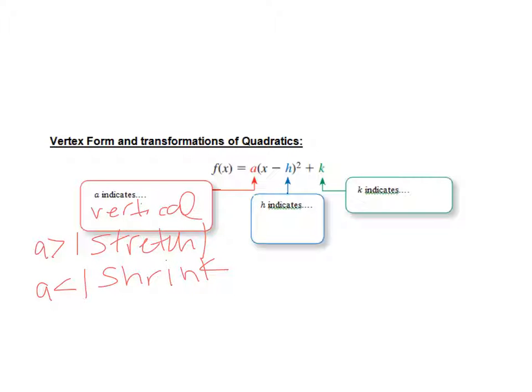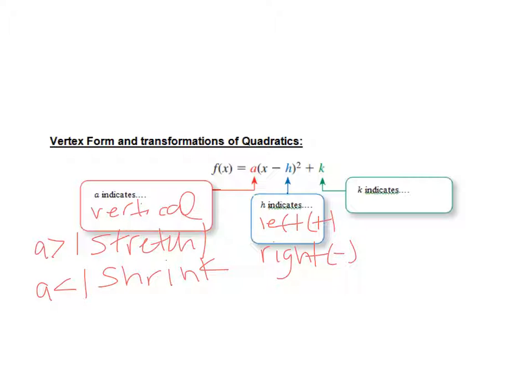The second term we're going to look at is our H value. H will always be inside the parentheses with our X, and H moves it left to right, but opposite of what we think. And so if it's adding a number, then it's going to move it left. If it's subtracting a number, it's going to move it right on your graph.